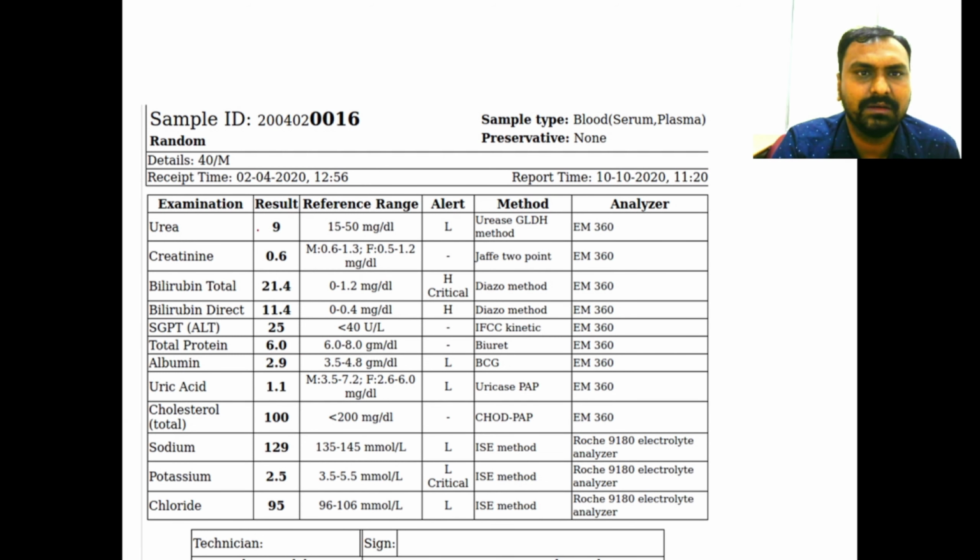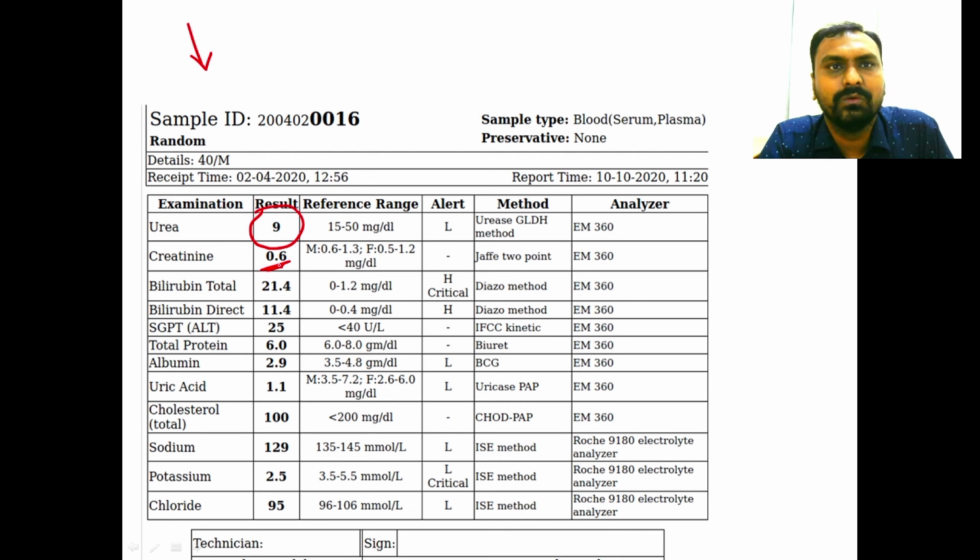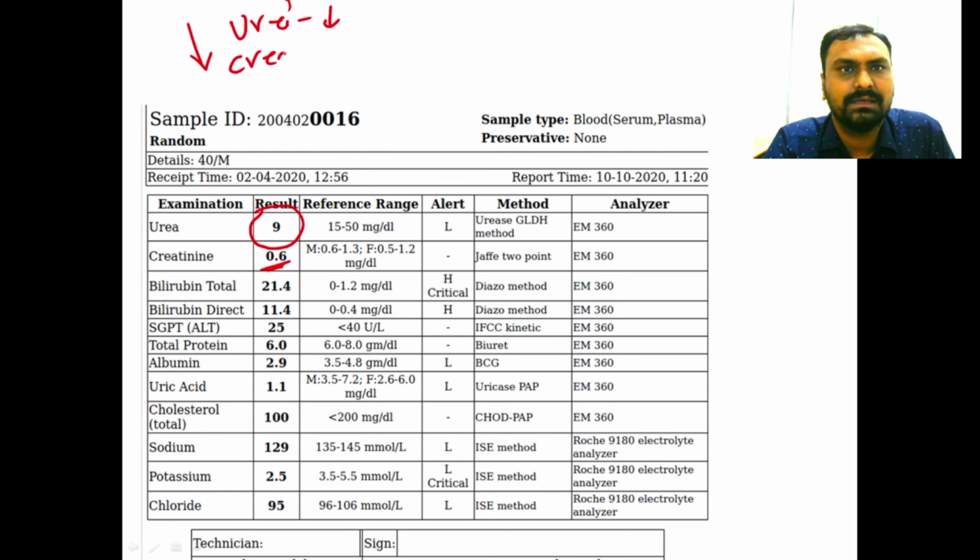Now you can see this report. Urea is lower than normal. In most conditions, urea is increased due to pre-renal, renal or post-renal causes, but here urea is decreased and creatinine is normal. Urea decreased and creatinine normal may be due to severe liver damage.